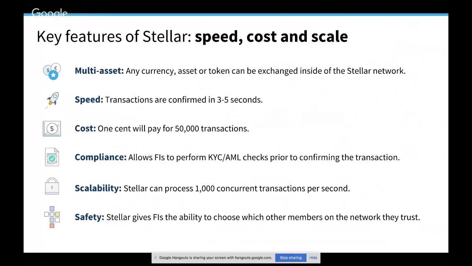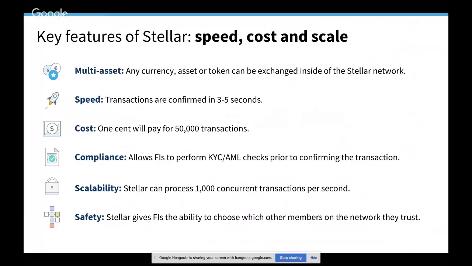So transactions in Stellar are settled in 3 to 5 seconds. Stellar is also extremely low cost. So right now you can process about 50,000 transactions on Stellar for 1 cent. You can of course compare this to the gas prices on Bitcoin or Ethereum, and it's really, really competitive.